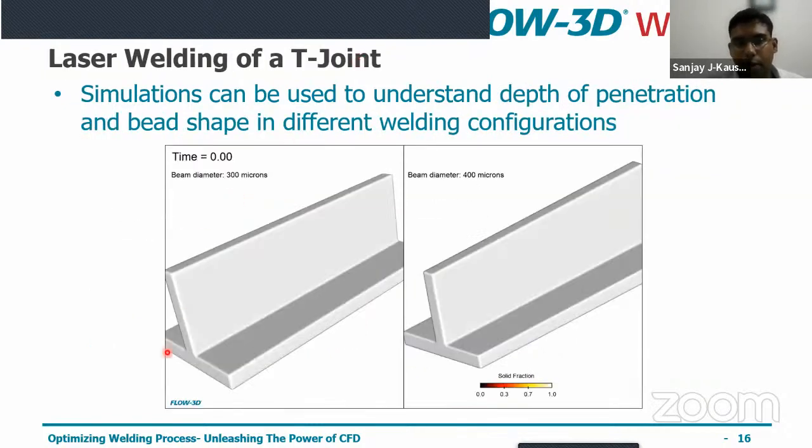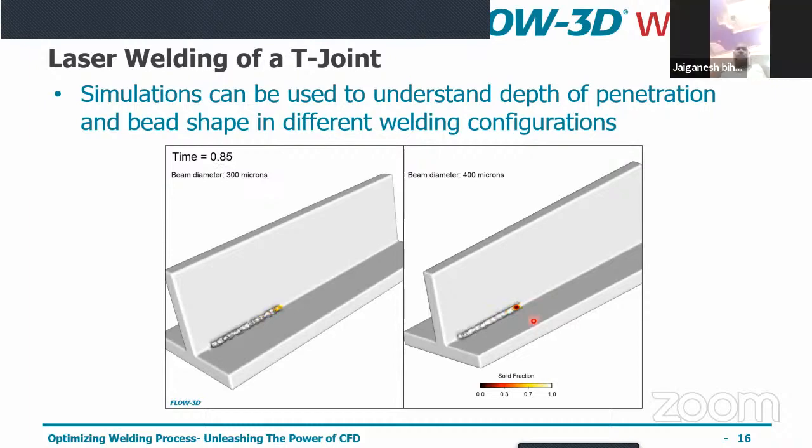We also have a laser welding of a T joint. So we can try different iterations. We can change the process parameters in the way we see fit, and we can try to increase the efficiency of the simulation and also the parameters. So on the left hand side, you can see the laser beam diameter is about 300 micron. On the right hand side, you can see the laser beam diameter is about 400 microns.